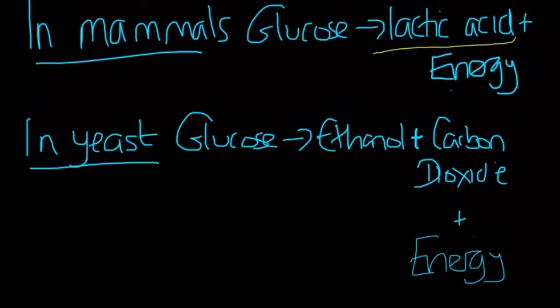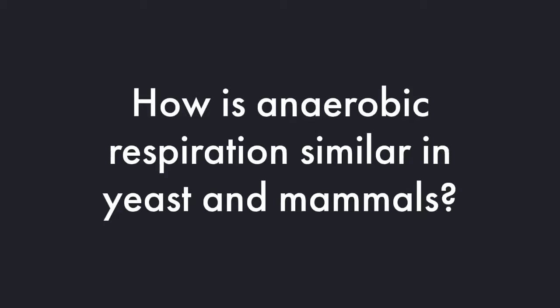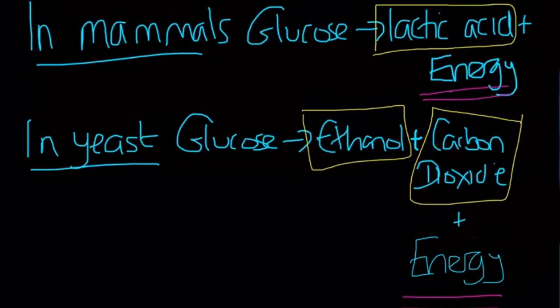When comparing anaerobic respiration in mammals and yeast, mammals produce lactic acid, whereas yeast produce ethanol and carbon dioxide. When comparing anaerobic respiration in both mammals and yeast, you need to say how they are similar: they both release energy.